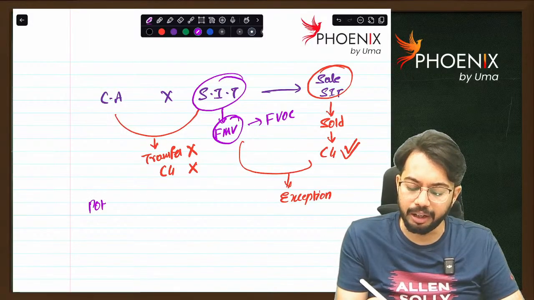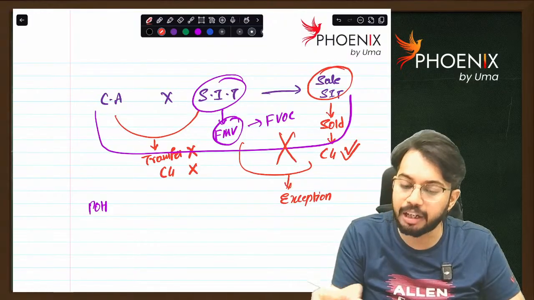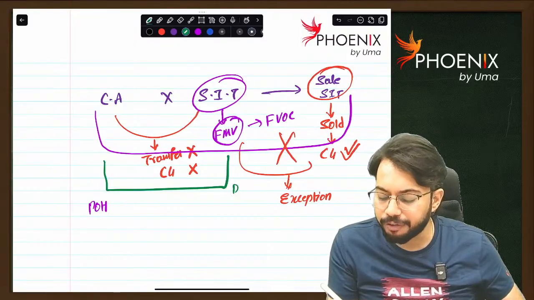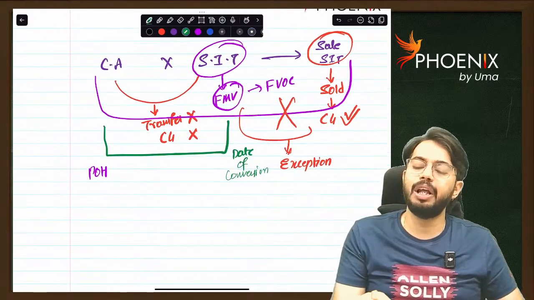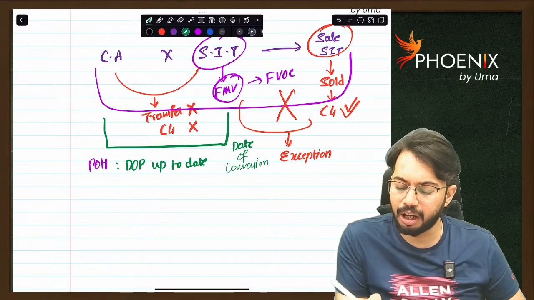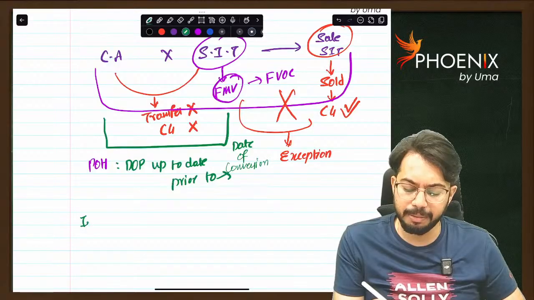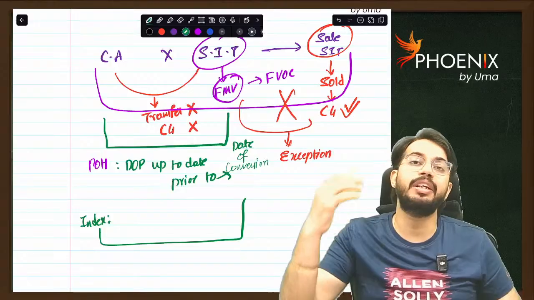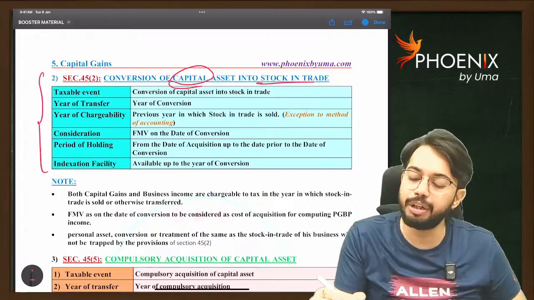Next, period of holding. In this case, you do not calculate period of holding till the date of sale. That is not correct. You will calculate period of holding from date of purchase of capital asset up to date of conversion. Are you able to understand? So period of holding will be calculated from date of purchase up to the date prior to the date of conversion. Are you able to understand? Next, indexation benefit also same. Indexation benefit will be calculated from year of purchase up to the year of conversion. Is it clear? So that is the concept relating to conversion of capital asset into stock in trade.